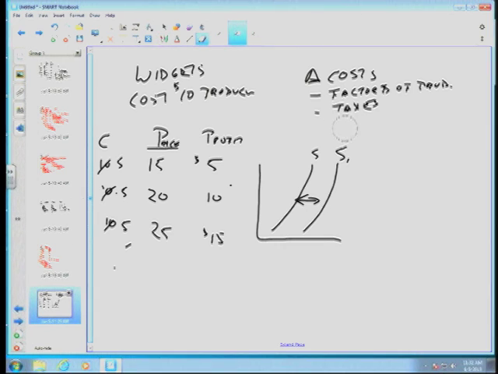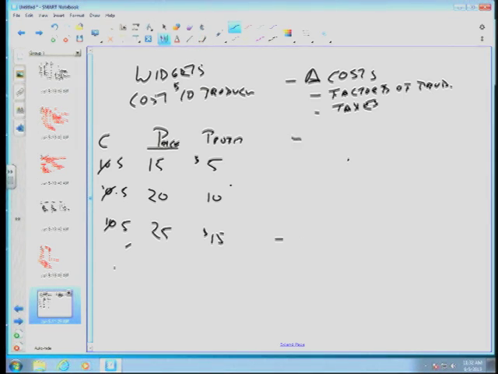Changes in these will shift the supply curve in or out. What else might do it? Costs. Well, actually, thank you for bringing that up. I forgot that. That's a cost.